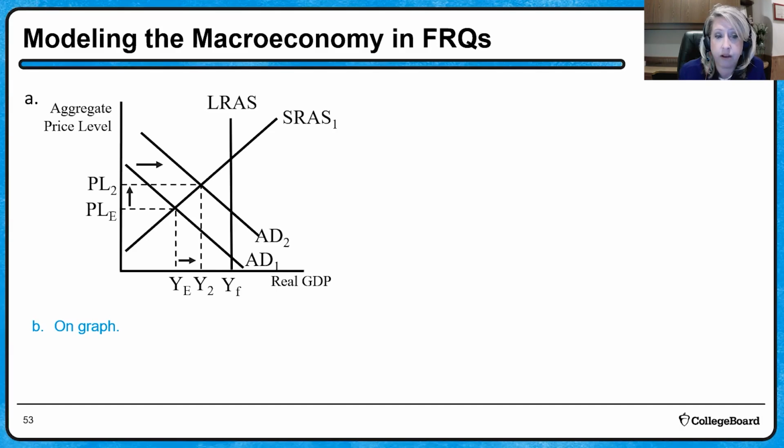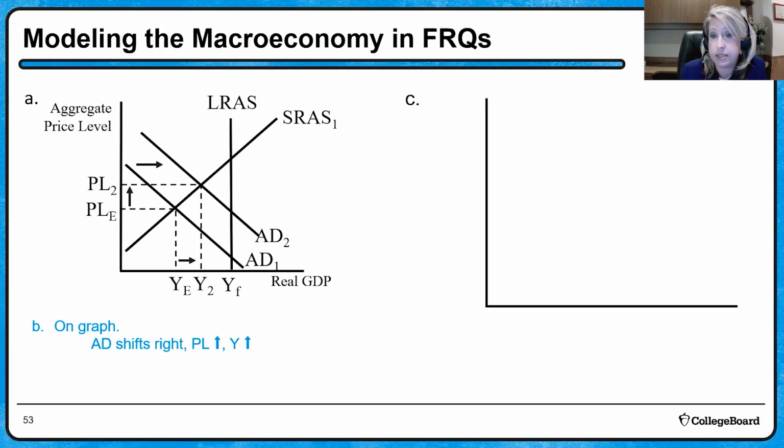But we can show that we have a higher price level and a higher level of output. Aggregate demand shifts to the right, and that's what we've shown. Sometimes I record when I'm answering FRQs just to make sure that I hit all my points. I will make sure that my graph says what I think it should say.